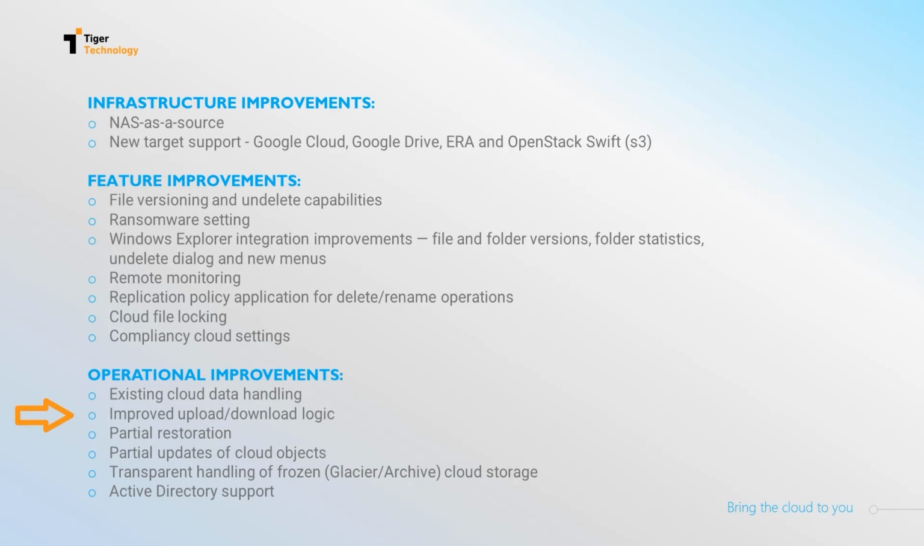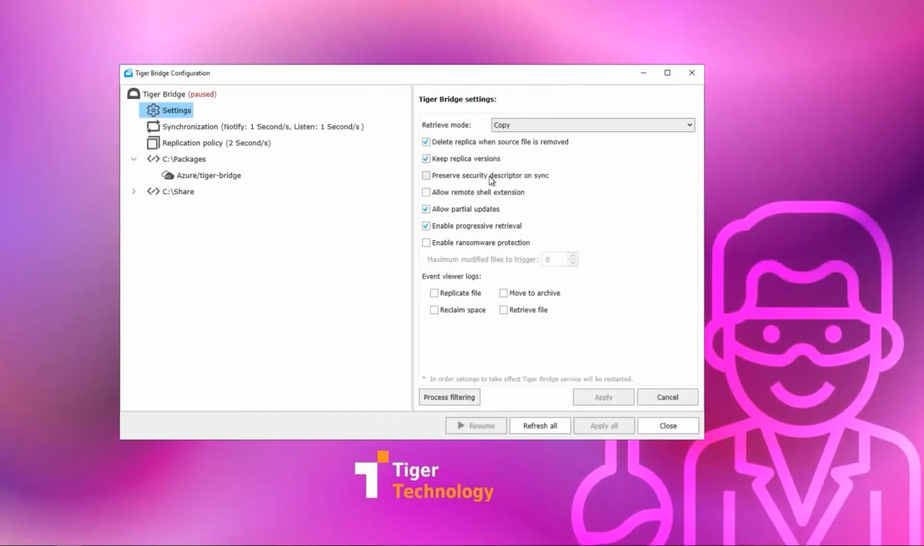An improved upload or download logic allows you to make the most of the available bandwidth, and partial restoration restores data from the cloud based on application or user request, helping you optimize your on-premise storage use. Partial restore lowers latency dramatically by first restoring the data that is requested by the application.